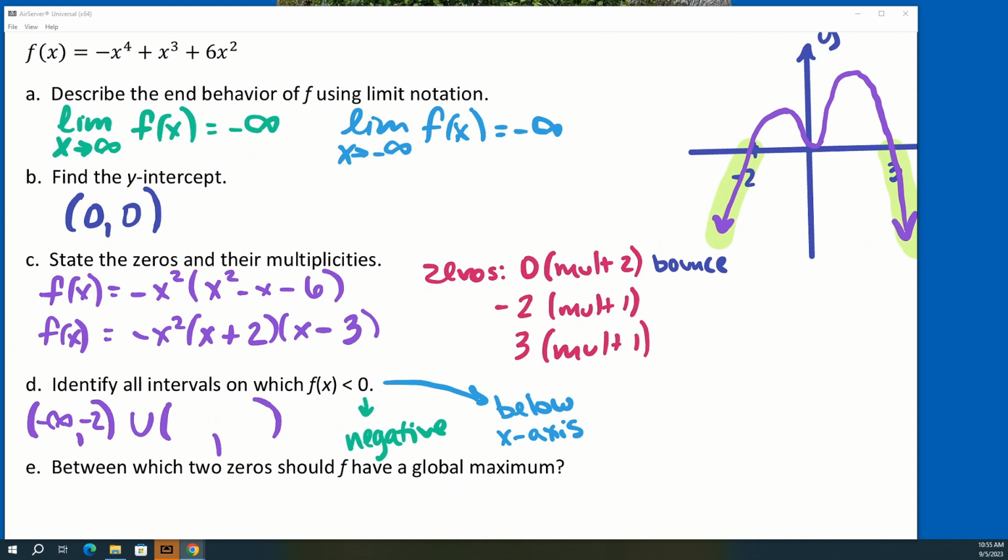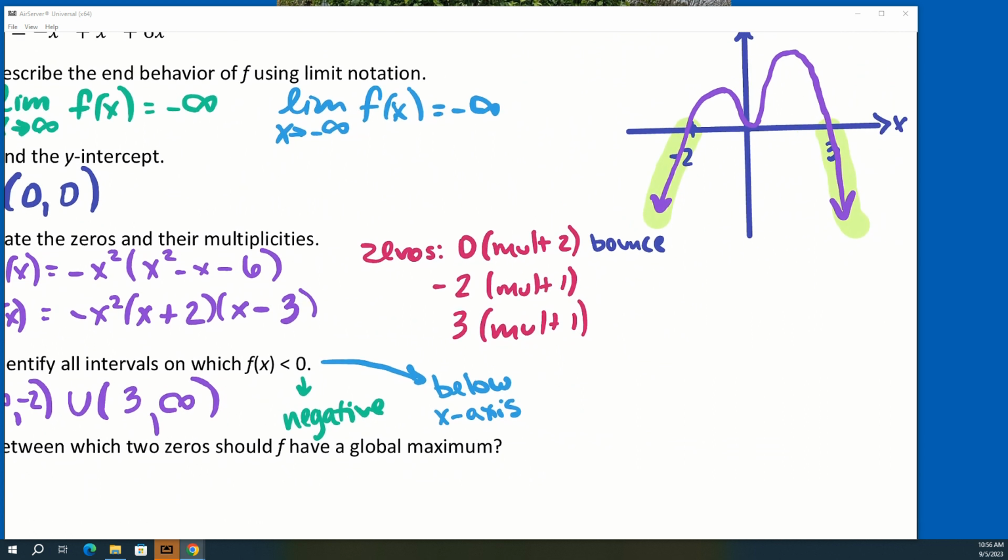3 to infinity. Now, someone in my last class got a little confused, and it's common. She said it's 3 to negative infinity. Negative infinity is never going to be on the right side of an interval because the right side is the bigger number. Negative infinity can never be the bigger number. All right, any questions on that?